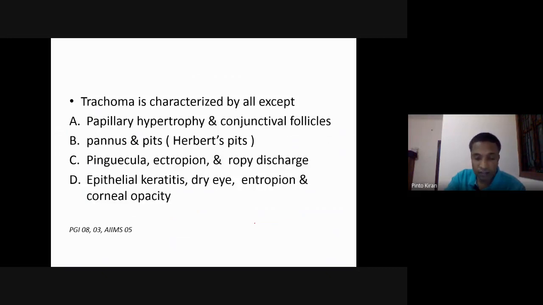So we'll answer some of the questions. This question has been asked, I think, 3 times in PGI and also NAMS. Trachoma is characterized by all except: papillary hypertrophy, conjunctival follicles, pannus and pits formation, that is Herbert's pits, pinguecula, ectropion and ropey discharge, epithelial keratitis, dry eye, entropion and corneal opacity. Who will answer?